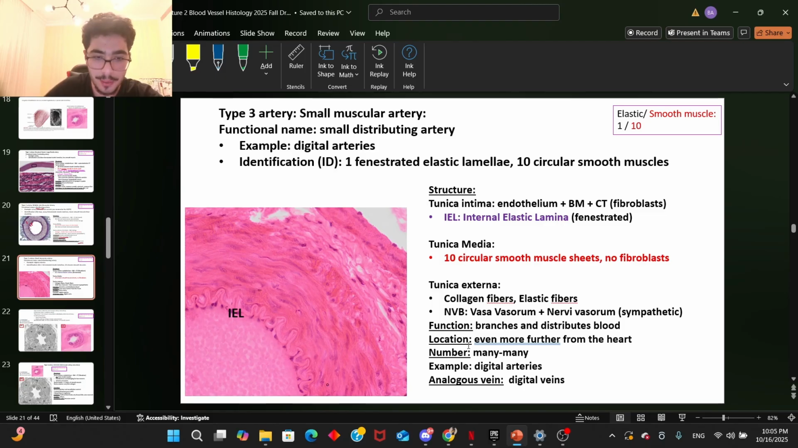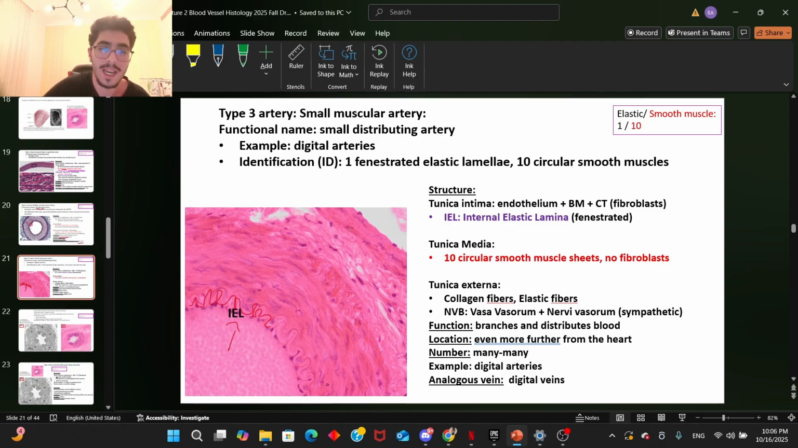Now, identification. Here they don't actually use a special stain, but you see this black line right here? I want you to see this line right here. I'm tracing with the red pen here. You see that line? This is the internal elastic lamella. Now, the small muscular artery will only contain one layer of elastic lamella. Okay, they only contain one layer of fenestrated elastic lamella, and it will be internal.